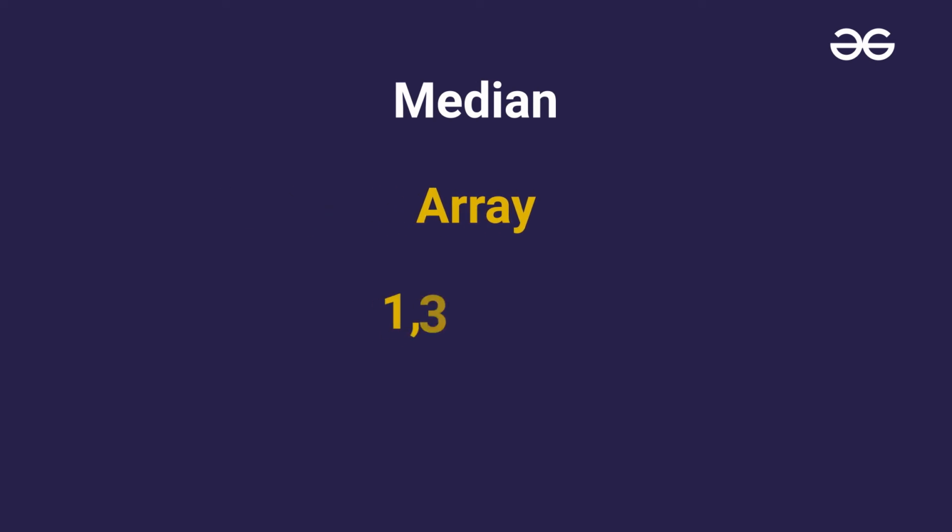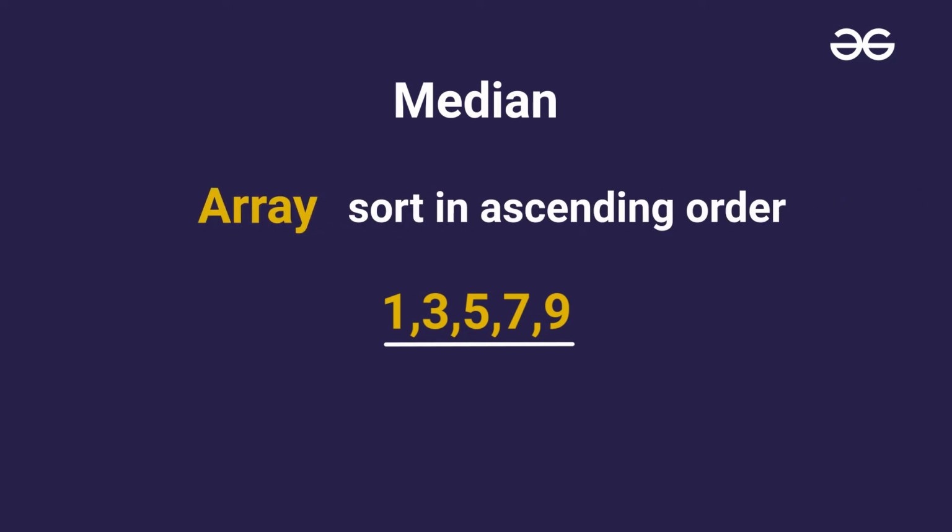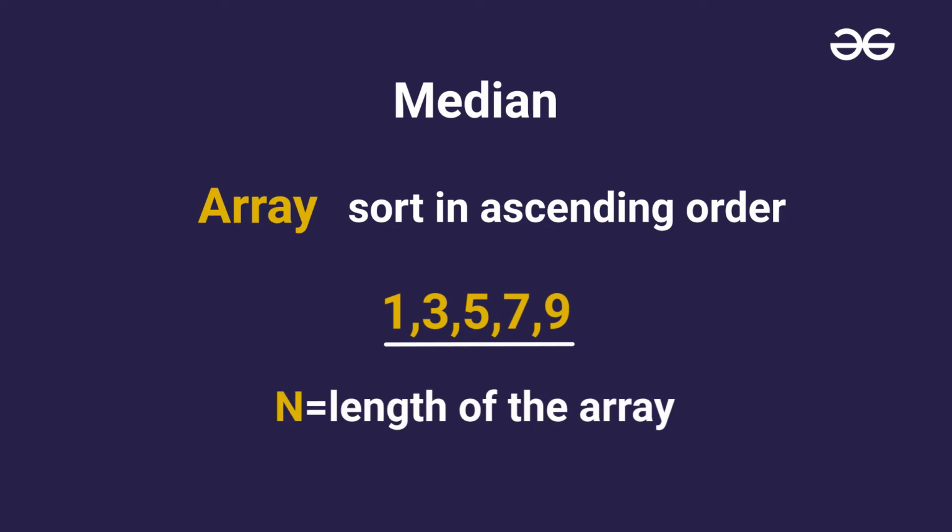Assuming I have an array, if I want to calculate the median, the first thing I will do is sort the array at hand. In the example that we just took, the array was 1, 3, 5, 7, 9, which is already sorted in ascending order. One important thing: sort in ascending order. Now check the length of the array. Let's name it n, where n is the length of the array.